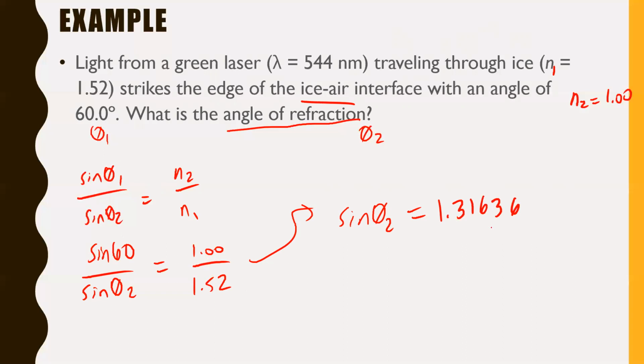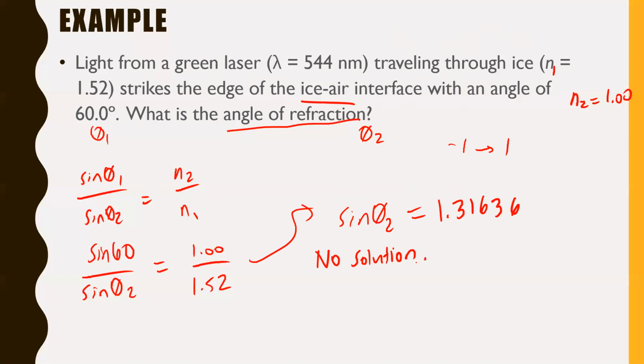1.31636. Now, for those of you in Math 30 right now, hopefully you're looking at this and going, wait a minute, that's not possible. Sine of an angle is never outside of -1 to +1. But this is bigger than +1. If you tried to take the inverse sine of this to find your theta 2 here, it's just going to give you an error. Well, this is because there is no solution.